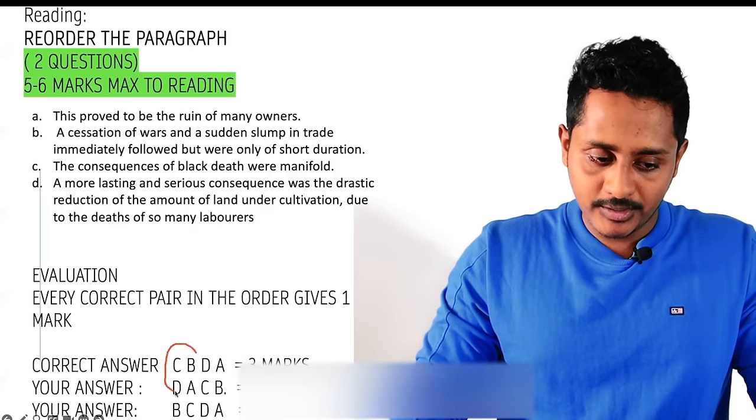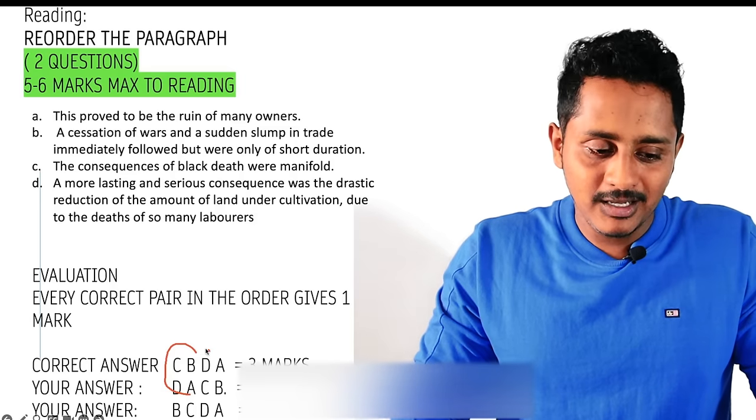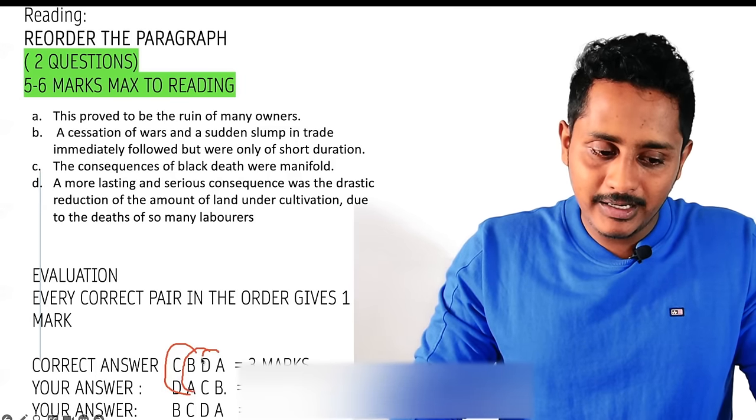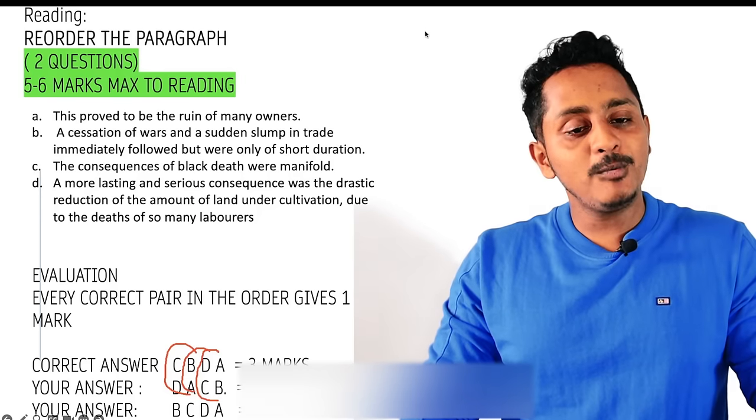These two will be checked. CB to DA? Not matching. BD to AC? Not matching. DA to CB, not matching. 0 marks. But how about the last answer?